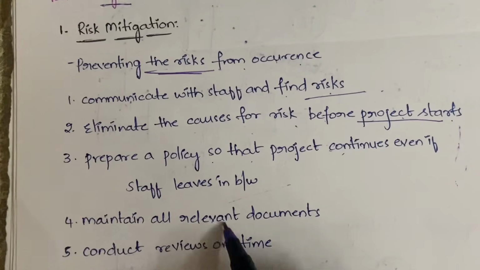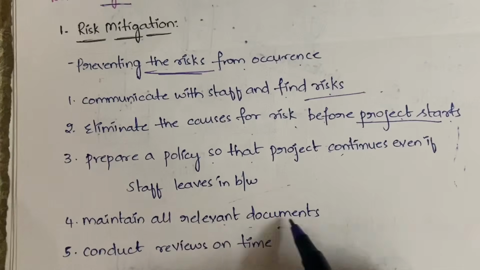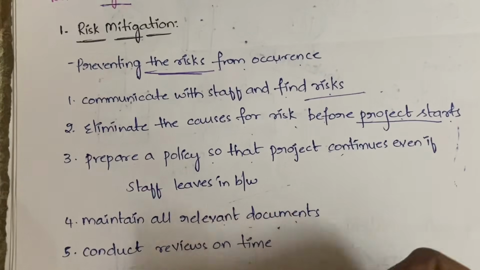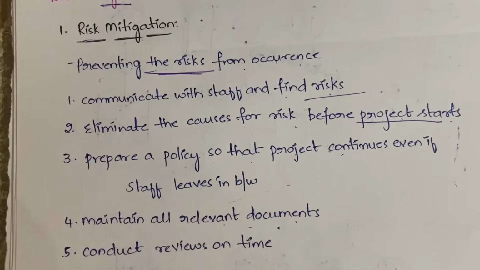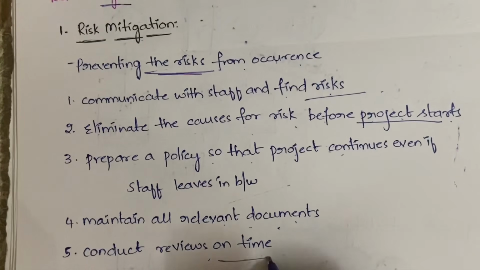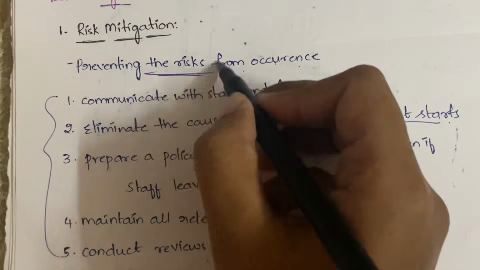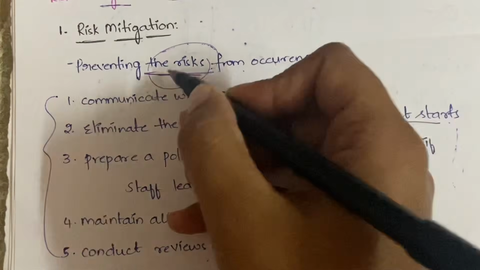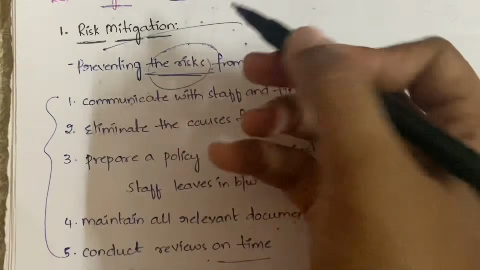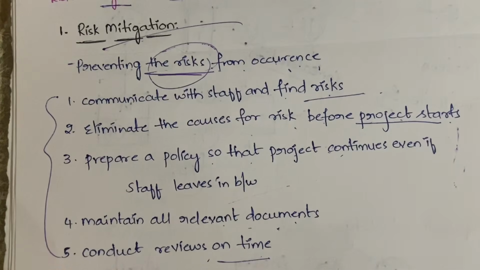Next, you should maintain all the relevant documents. That is what I said, right? All the documentation, all the recordings you have to maintain, like what softwares were used for so and so website or whatever it is. If you maintain all the documents, then if at any point anybody has any doubt, they'll go back to that document, open it and check. Okay, and conduct reviews on time. So these are all the things that you need to do in order to prevent the risks from occurring. Preventing the risks from occurring is nothing but risk mitigation. Got it? So that is all about risk mitigation.